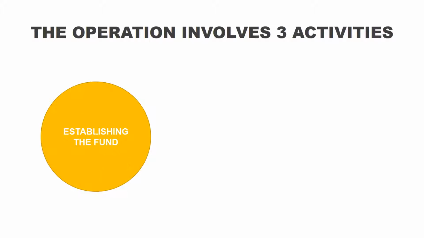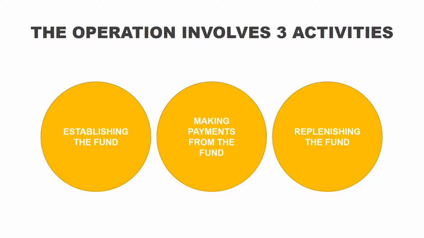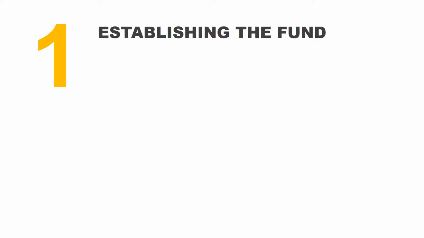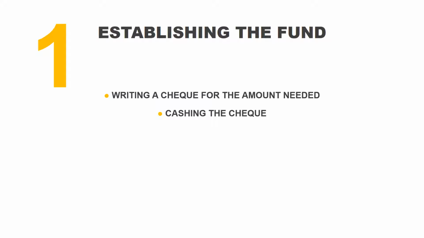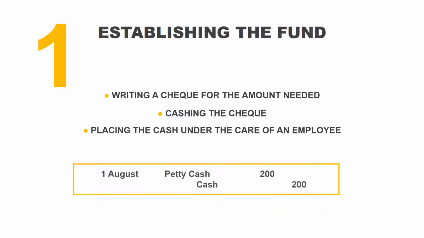The operation of the petty cash fund involves 3 steps. 1. Establishing the fund. 2. Making payment from the fund. And 3. Replenishing the fund. The fund is established by writing out a check for the amount needed, cashing the check, and placing the cash under the care of an employee. A journal entry is recorded for the amount. There is no change to total assets as the cash has not yet been distributed outside the company.